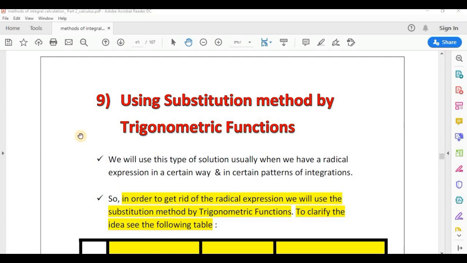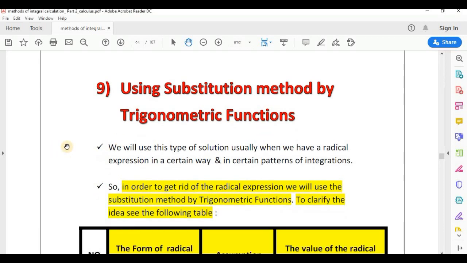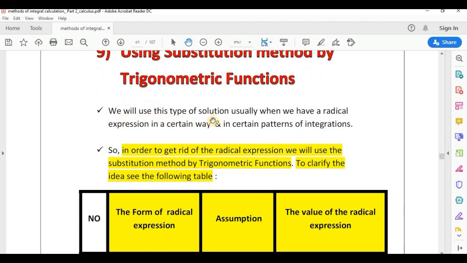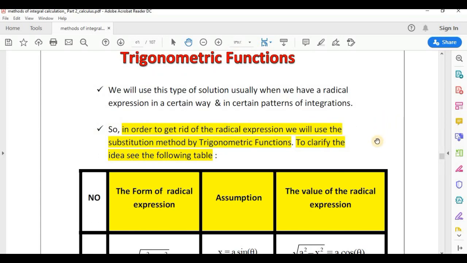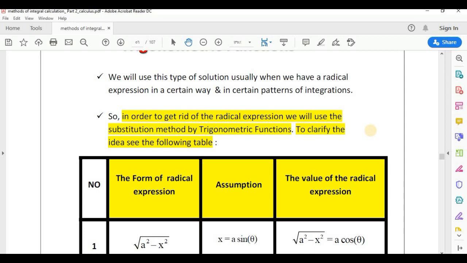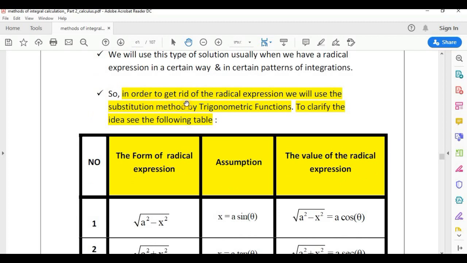Today we will discuss a new lecture using the substitution method by trigonometric function: how to solve the integral by trigonometric substitution. We will use this type of solution usually when we have a radical expression in a certain pattern of integration. If we have a certain form of the radical expression, we will solve the integral by trigonometric substitution in order to get rid of the radical expression.